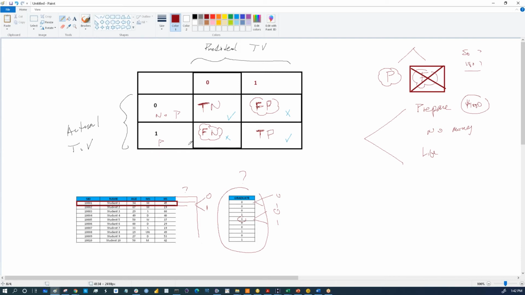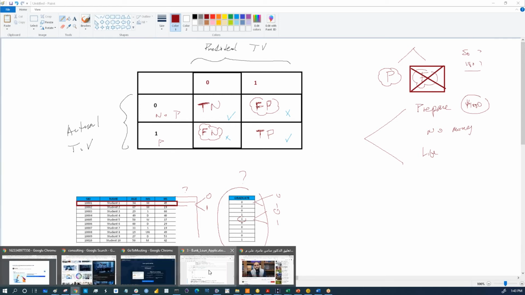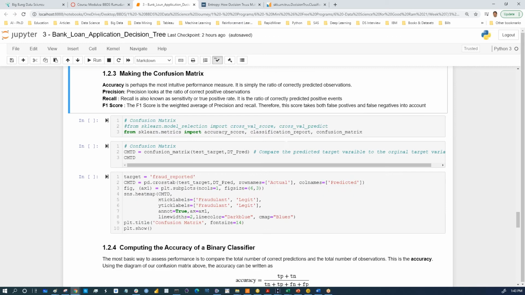So when you build a model, you need to build a model that has better accuracy and a small number of false negatives. Is it clear? Good. Okay, so now let's take a look. We are going to import from scikit-learn the metrics. We are going to import the accuracy score, the classification report and confusion matrix.